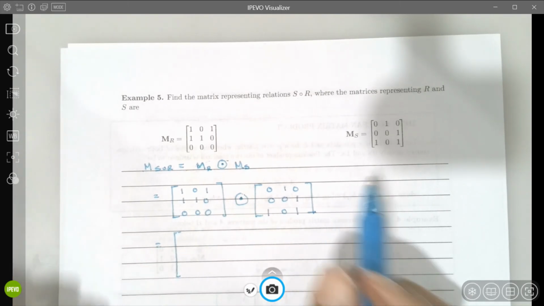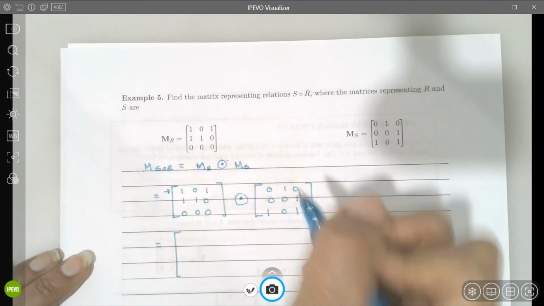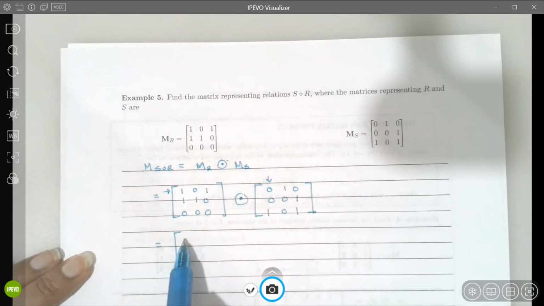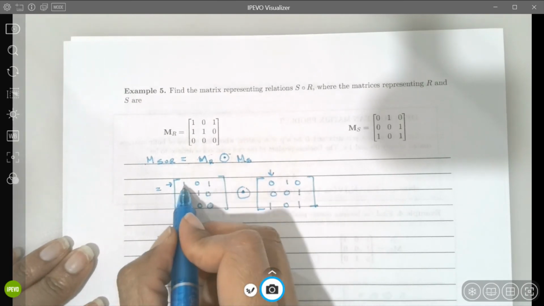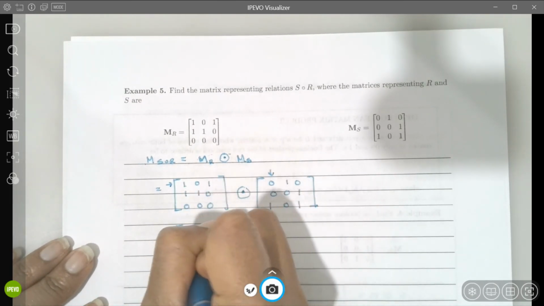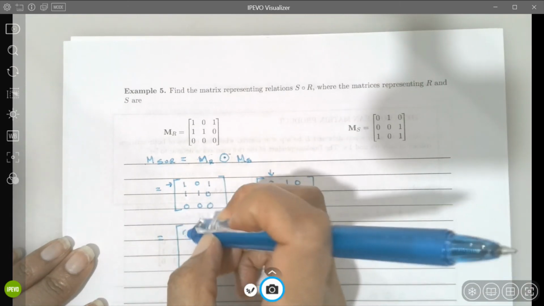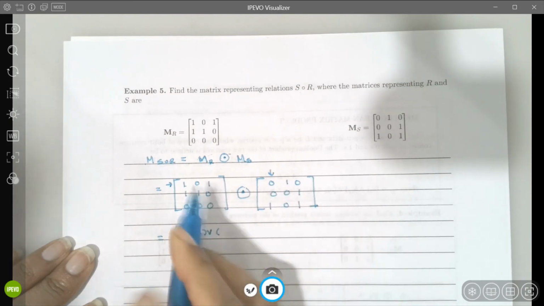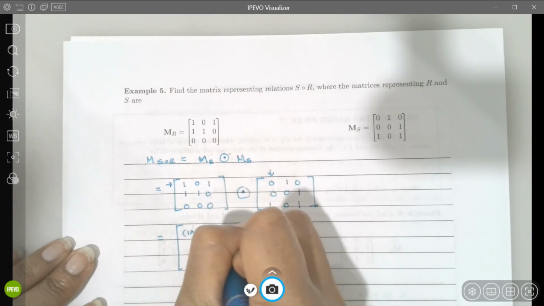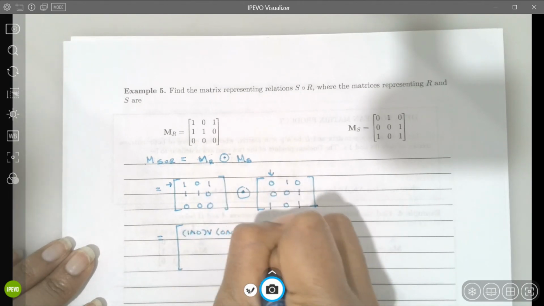Okay, so we're going to start by taking the first row with the first column to come up with the entry in the first row, first column. So that means that we're going to have a 1 and 0, or a 0 and 0, or 1 and 1.